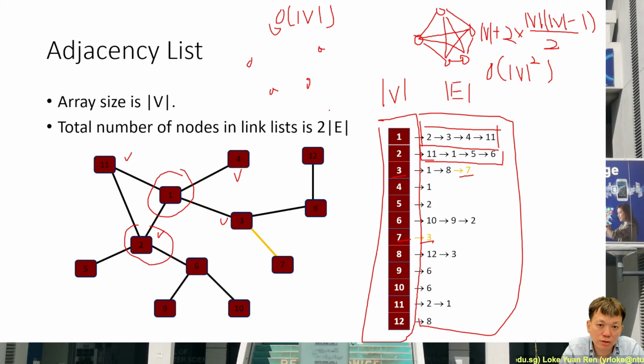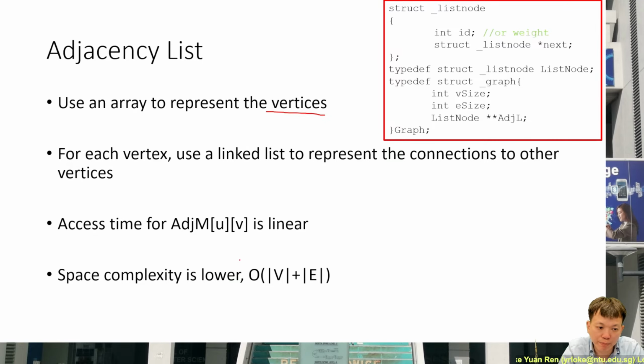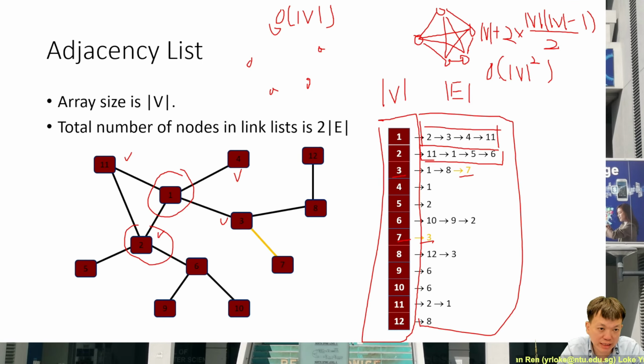So the claim that the adjacency list is lower may not be true. In the worst case scenario, it may go to V square. In the best scenario, there is no edge, and the space is the smallest, just V only. You only create an array, and all the linked lists are null pointers, with no nodes inside. Another extreme is the complete graph, where you can go to V square. Okay? So that is the adjacency list.